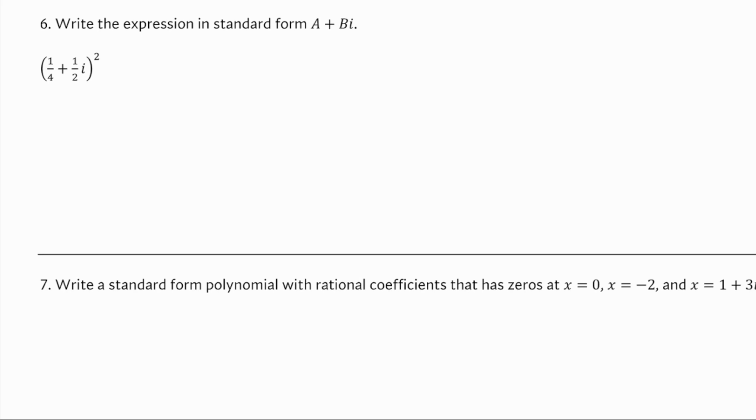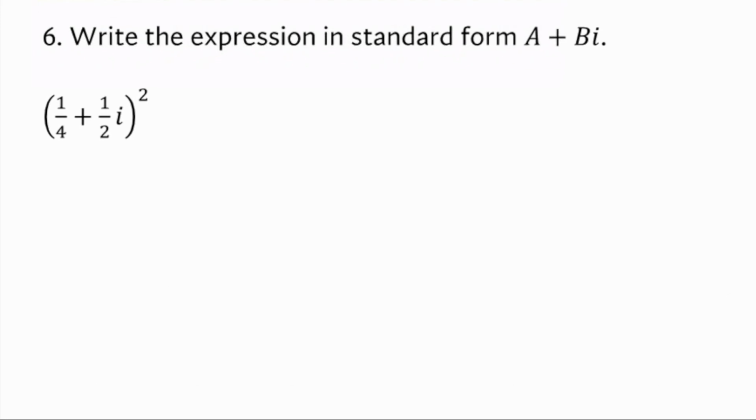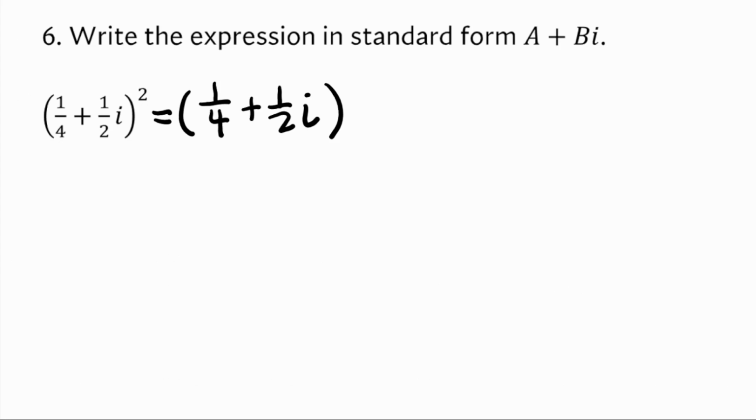This next one is write the expression in standard form a plus bi. Alright, we can do that. We're going to actually multiply it out. We can't just square both of the things. That would be nice, but it wouldn't be right. It would lead to other problems. So we're going to set up for the long multiplication.